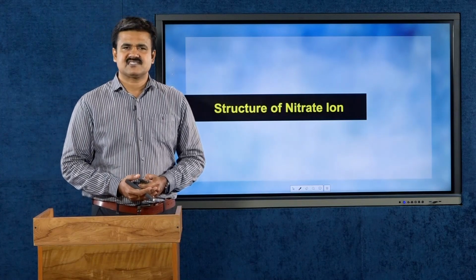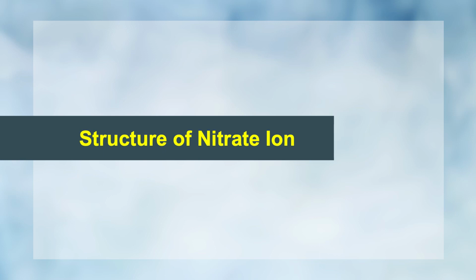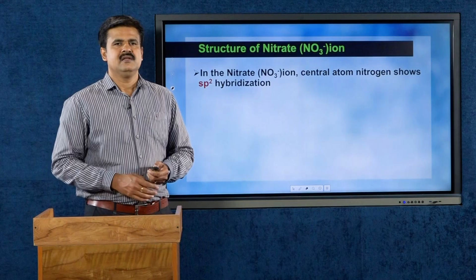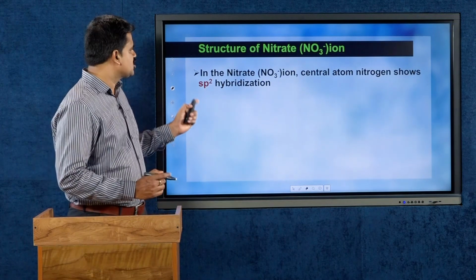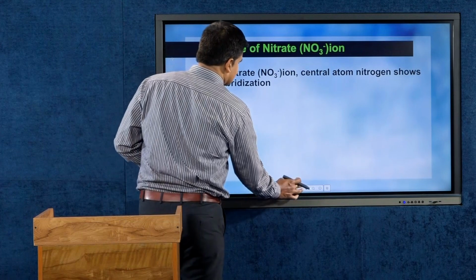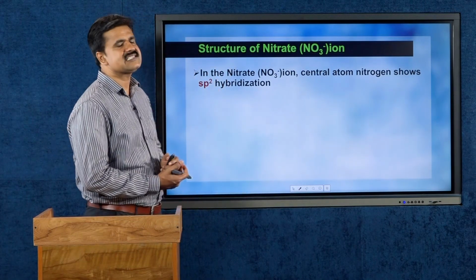Some structures of selective anions. First of all, the structure of the nitrate ion. In the nitrate ion NO3 minus, the central atom nitrogen shows sp2 hybridization. That is, the hybridization scheme of the central atom nitrogen is sp2.